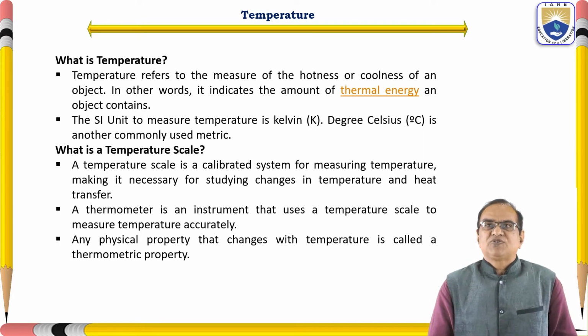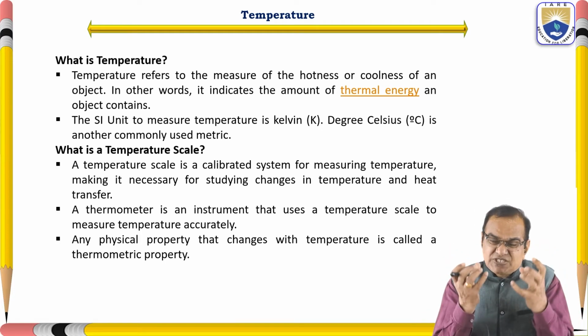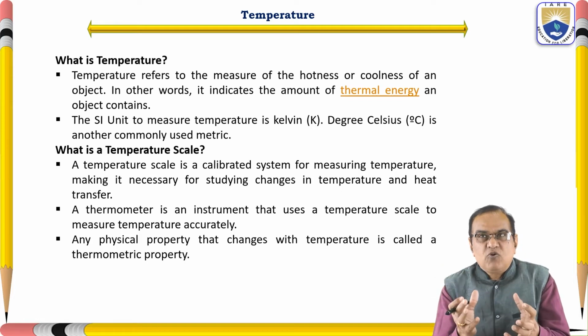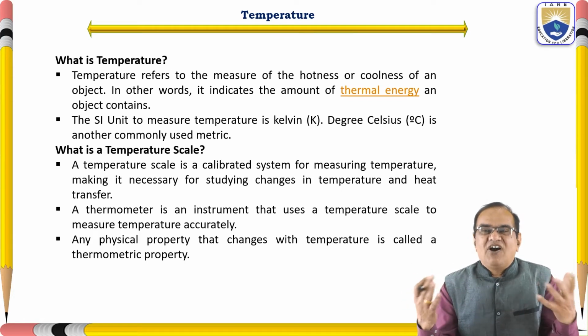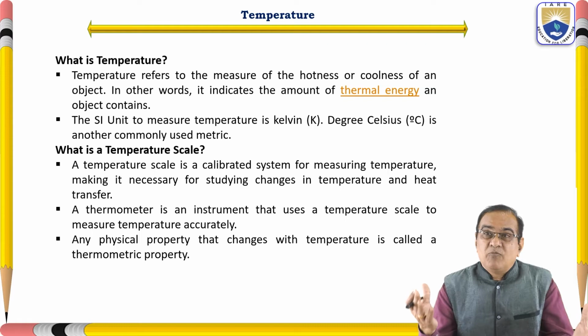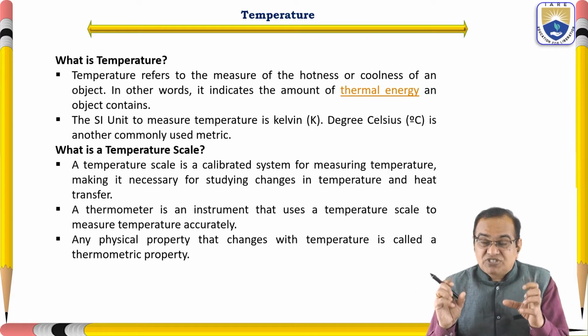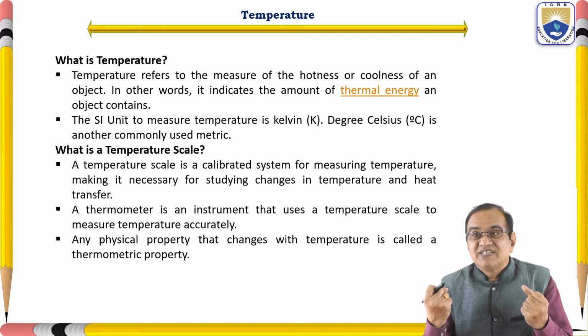Temperature refers to the measure of the hotness or the coolness of an object. In other words, it indicates the amount of thermal energy an object contains. So it tells how cool or hot it is. If it is cool, we will say the temperature is less. If it is hot, we will say that the temperature is more. This indicates how much thermal energy it contains.